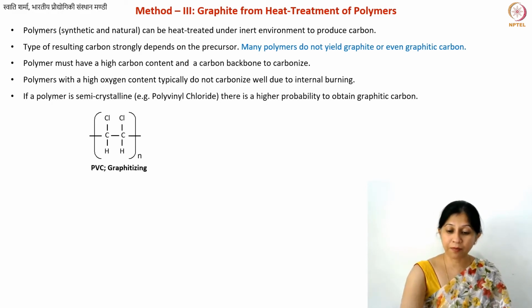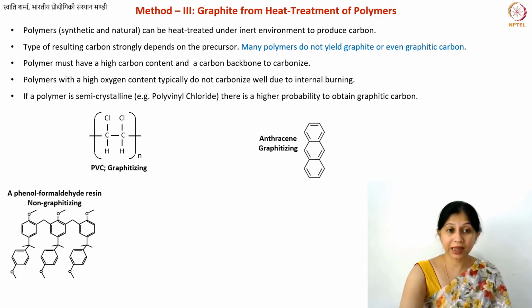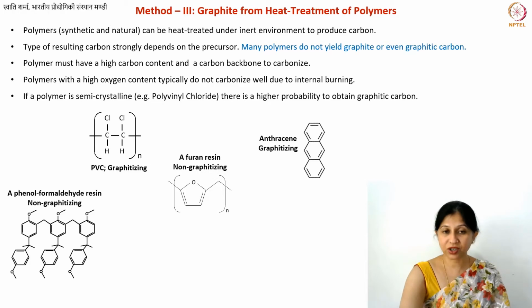So on this slide now, I have a few chemical structures of polymers. For example, anthracene will give you graphite on heat treatment. But then there are also some other structures that I have drawn here. For example, a phenol formaldehyde resin or a furan resin. We will discuss these materials, especially the polymers which will give you non-graphitizing carbon, in the next section.